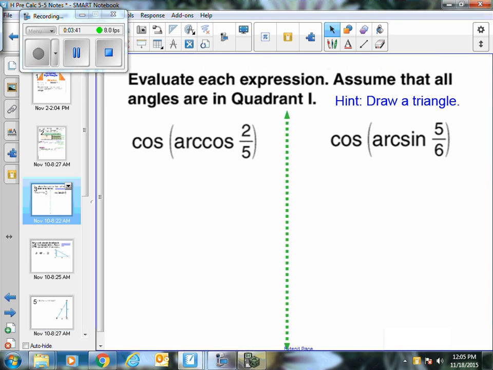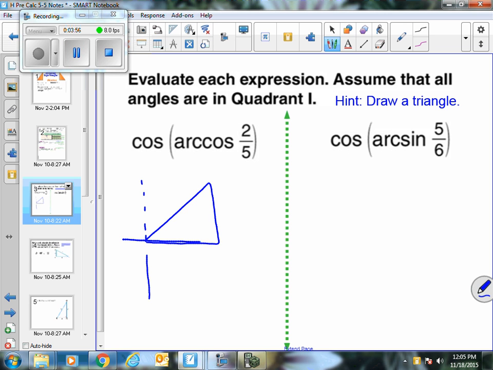Let's start with the idea of what does inverse mean. So they're saying evaluate these expressions, assume that you're in quadrant 1, meaning everything is positive. I'm going to go ahead and draw a triangle to talk about what this situation is saying. So reference angle in quadrant 1 here. So my theta is this guy right here. If they're giving me the arc cosine, inverse cosine, what that means is the cosine ratio is 2/5.